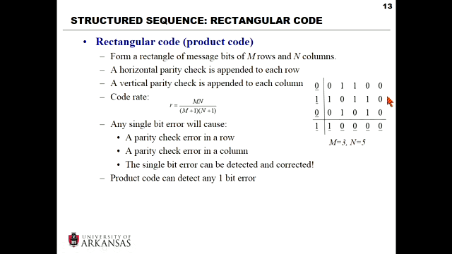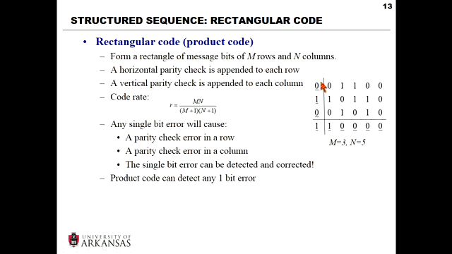So in this case, the information length is m times n, and the code word length is (m plus 1) times (n plus 1). Okay? In this particular example, we have 4 by 6, 24 bits in the code word. So our value of small n is 24, and our value of small k is 15. Okay? So the code rate is capital M times capital N over (capital M plus 1) times (capital N plus 1). Okay?